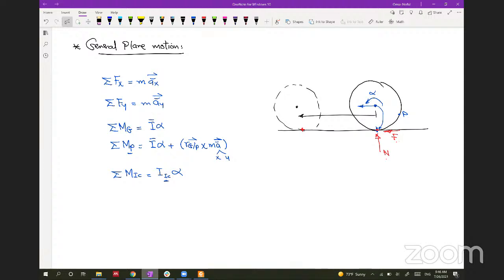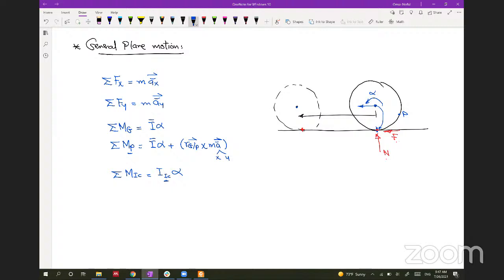Okay, so let's continue what we started last time. We were in chapter 17, and we are done with the translation motion and fixed axis rotation, and we were about to start the general plane motion. For the general plane motion, it's the same equations: we have an equation in X, an equation in Y, and a moment equation. For the moment equation, if you are taking the moment about the CG of the body, it will be the mass moment of inertia about the CG multiplied by alpha.